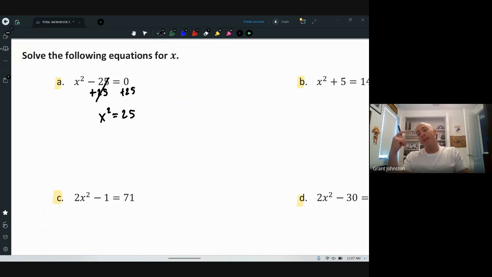So you probably did this a little bit last year as well in your pre-algebra course. With this problem here, there's two answers. It's basically saying what number to the second power equals 25. Well, the answer is 5, right? 5 times 5 is 25, but also negative 5. Negative 5 to the second power is 25.